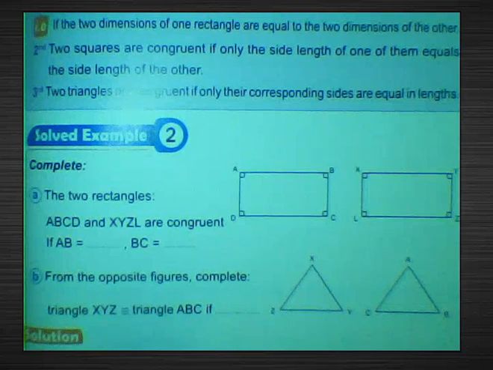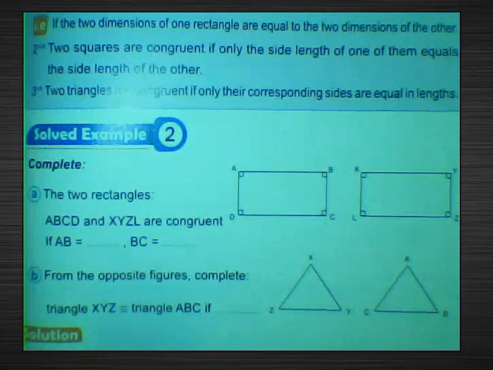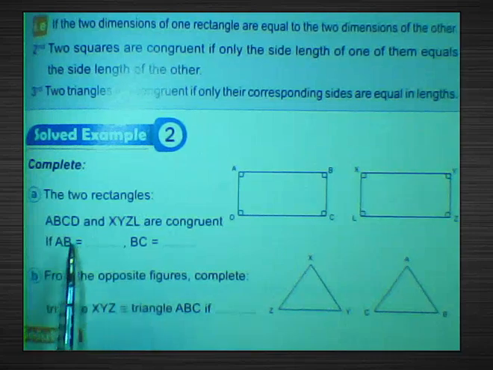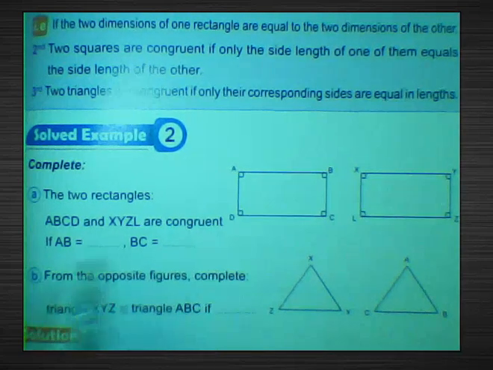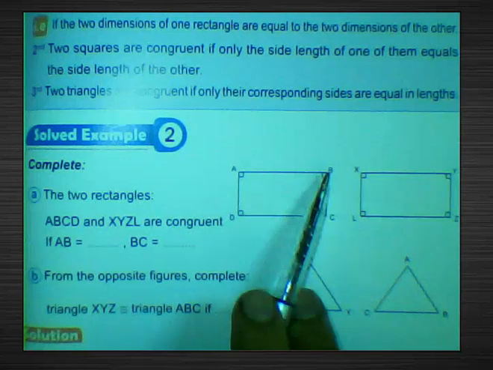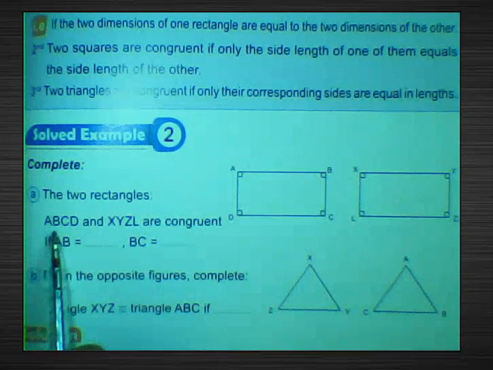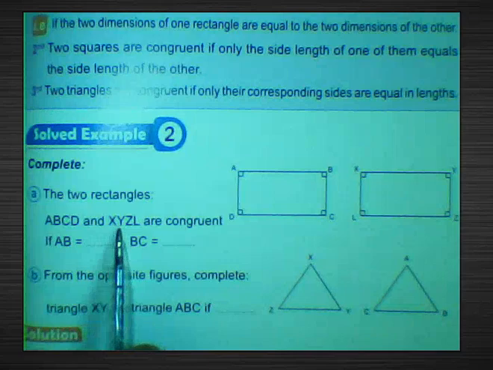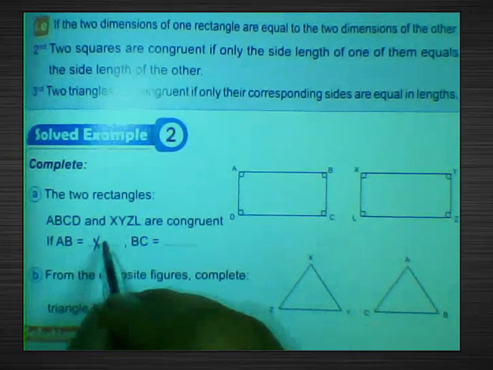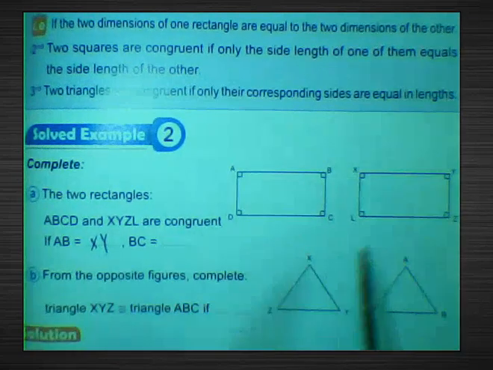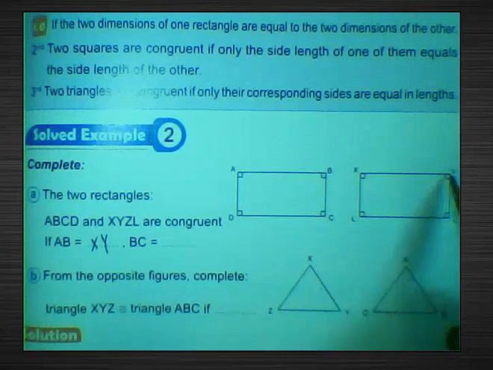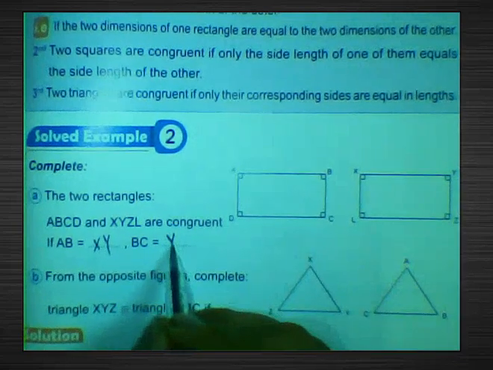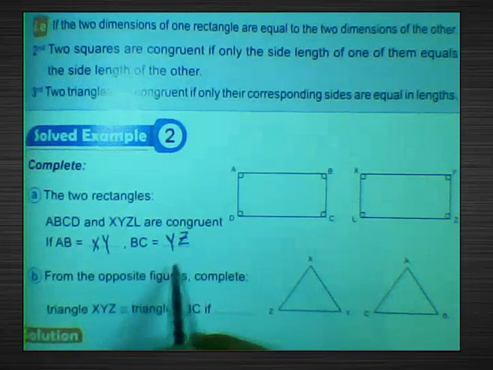Example 2, complete. The two rectangles ABCD and XYZL are congruent if AB equals XY, and BC is equal to YZ. Okay, we will write YZ here.